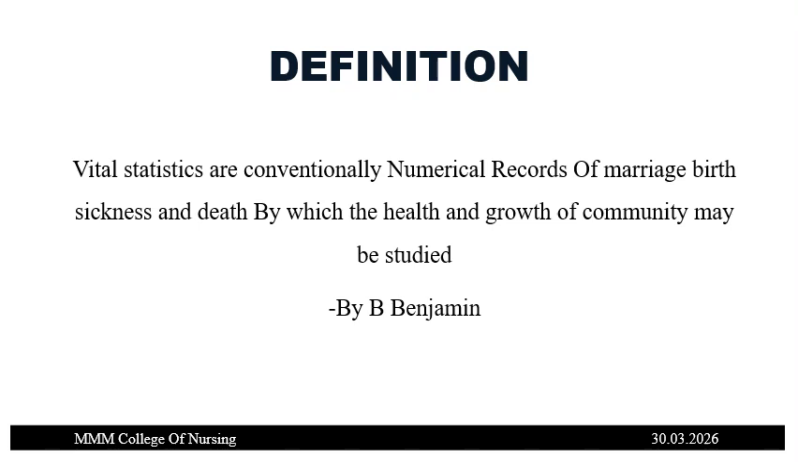Definition: vital statistics are defined as the numerical records of events like birth, death, and sickness, and they are used to study the health and growth of a community. These numbers are not just figures, they tell a story about a population. For example, a sudden increase in deaths may indicate an epidemic, while a high birth rate may indicate population growth. Thus, vital statistics act like a mirror reflecting the health condition of a society.